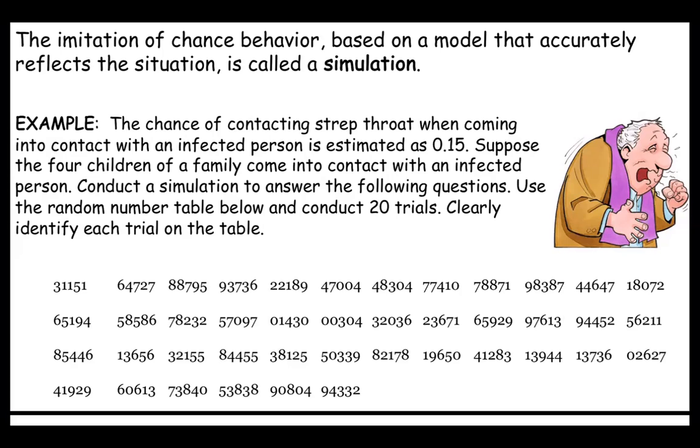The second thing is what's called the simulation. A simulation is an imitation of chance behavior. There's some behaviors that we can't recreate for ethical reasons, for practical reasons, for financial reasons. We can't create some situations or recreate them. So we do what's called a simulation.